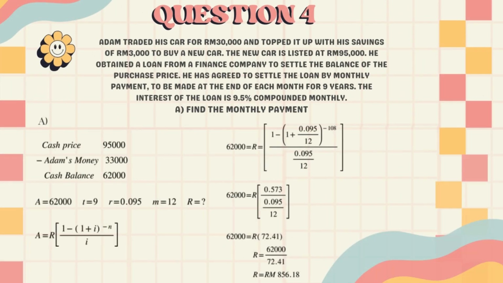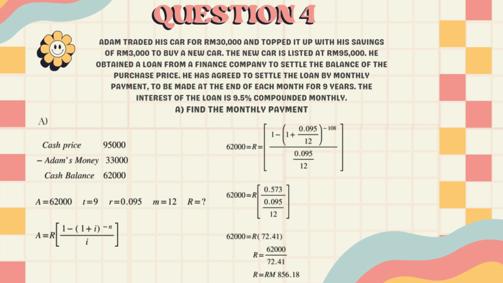Question 4. Adam traded his car for 30,000 ringgit and topped it up with his savings of 30,000 ringgit to buy a new car. The new car is listed at 95,000 ringgit. He wanted a new loan from a finance company to settle the balance of the purchase price. He has agreed to settle the loan by monthly payments to be made at the end of each month for 9 years. The interest of the loan is 9.5% compounded monthly. A. Find the monthly payment.